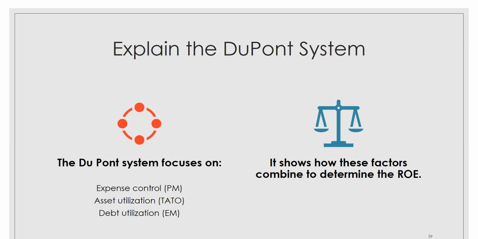The DuPont system of analysis is really useful because it allows you to decompose return on equity and to focus on the different inputs that affect financial performance to identify your strengths and weaknesses. So with the DuPont system of analysis, we focus on expense control, asset utilization, and debt utilization. So we combine these factors to calculate return on equity.